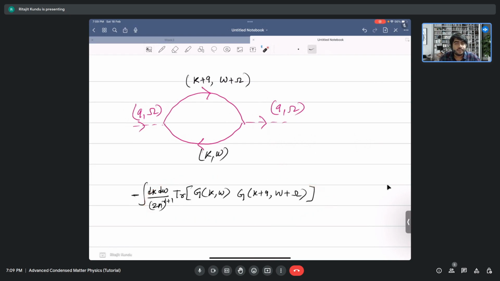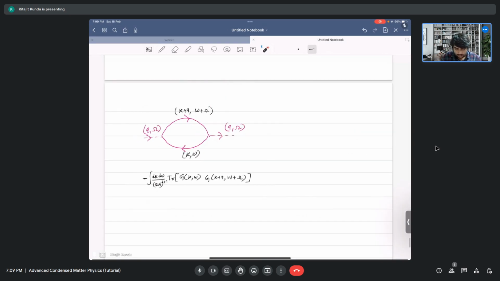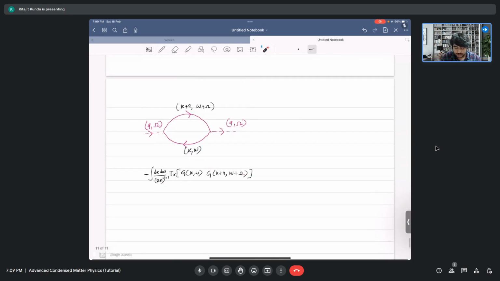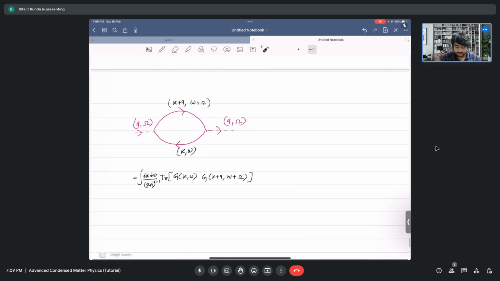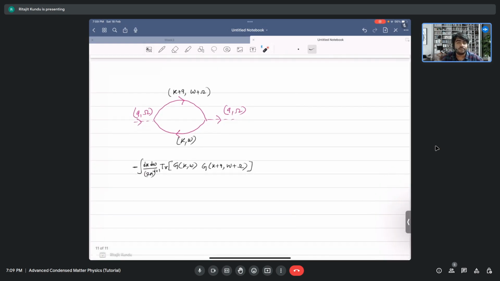Any questions, or if you want me to repeat, that is also fine. Is this okay? All right, so this is generally how you calculate a correlation function diagrammatically. Diagrammatics actually makes your life a lot easier.